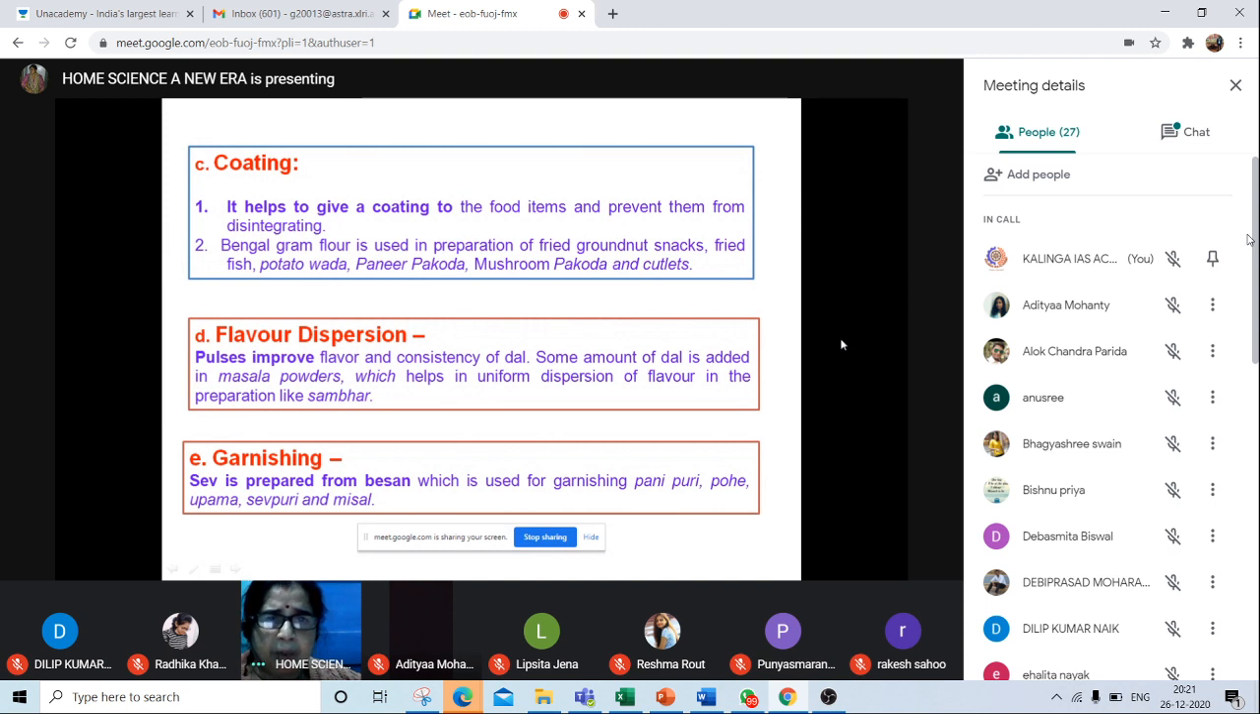Pulses improve the flavor and consistency of dal. Some amount of dal is added in masala powder, which helps in uniform dispersion of the flavor in the preparation like the sambar. Garnishing. Sev is prepared from the besan, which is used for garnishing pani puri, poha, upma, sev puri or misal.